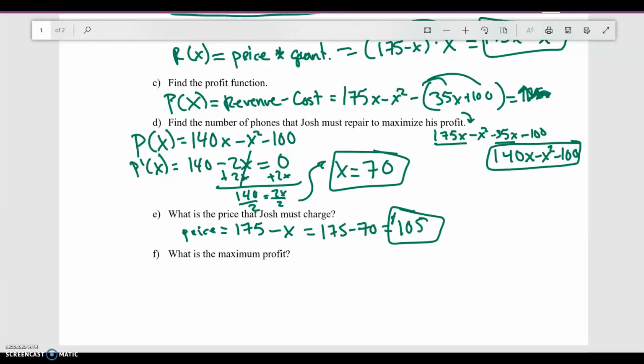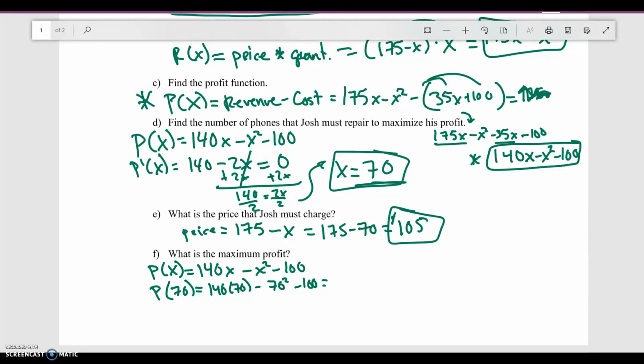Now what is going to be the maximum profit? We already know what our profit function is: P of X is equal to 140X minus X squared minus 100. I'm going to plug in my X value, which was 70. So I have 140 times 70, minus 70 squared, minus 100. I'm going to put all of this into my calculator, and let's see what we get. I got 4,800. Hopefully this is the right answer.